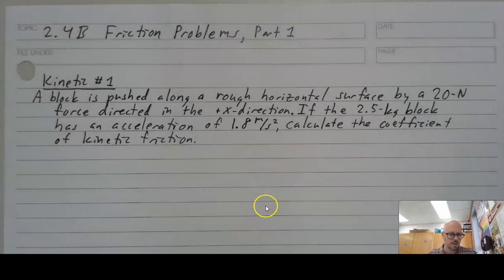All right, 2.4b has some friction problems. I have two kinetic and two static problems. I'm going to get right to it. These are meant to be a little tricky, and so we'll go through them. And please ask questions in class for anything you don't understand.